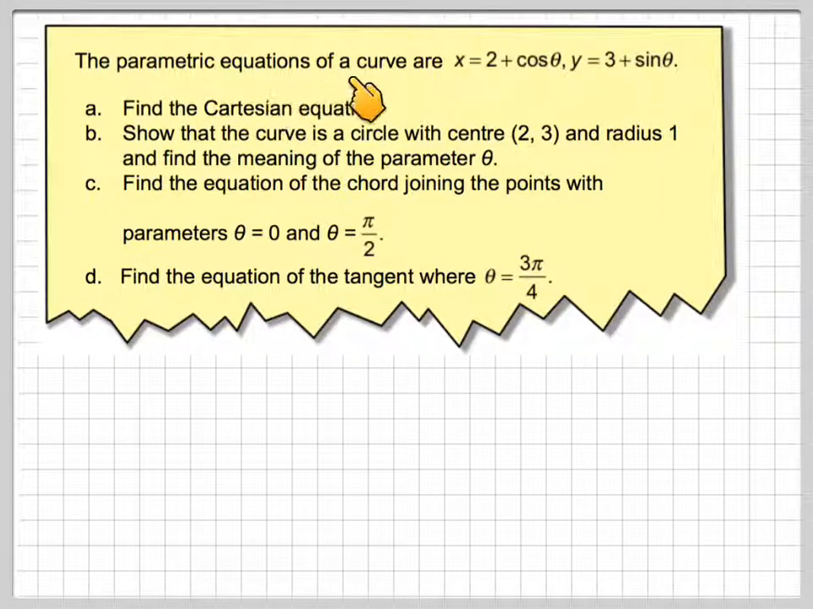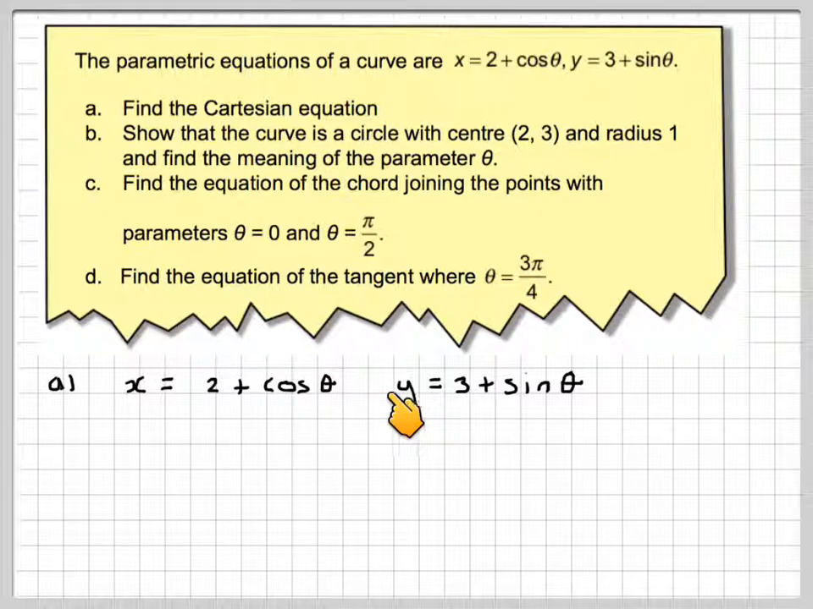The parametric equations of the curve are x equals 2 plus cos theta, y equals 3 plus sine theta. A: Find the Cartesian equation. B: Show that the curve is a circle with center (2, 3) and radius 1, and find the meaning of the parameter theta. C: Find the equation of the chord joining the points where the parameter theta equals 0 and theta equals pi over 2, and find the equation of the tangent where theta equals 3 pi over 4.